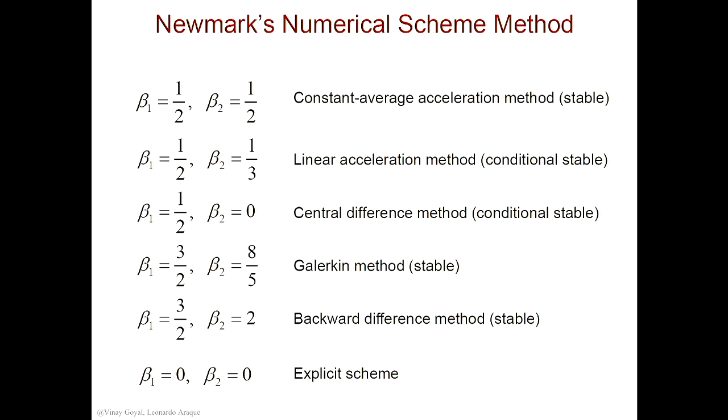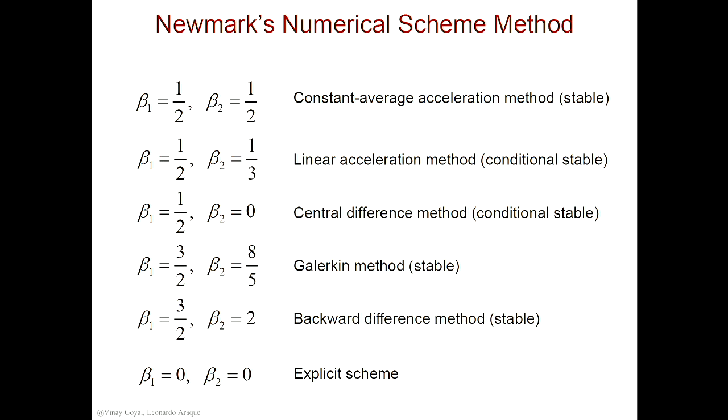So for the explicit scheme, we have beta 1 is 0, beta 2 is 0. Okay? Backward difference method, if you make beta 1 3/2 and beta 2 equals 2, you'll get the backward method. Central difference method is beta 1 equals 1/2, beta 2 equals 0. Okay? Some of them are conditionally stable, and some of them are stable to begin with. And we talked about that. Conditionally stable means that I need to have specific restrictions on delta t for me to have a stable solution moving forward, so the time march solution does not go unbounded.